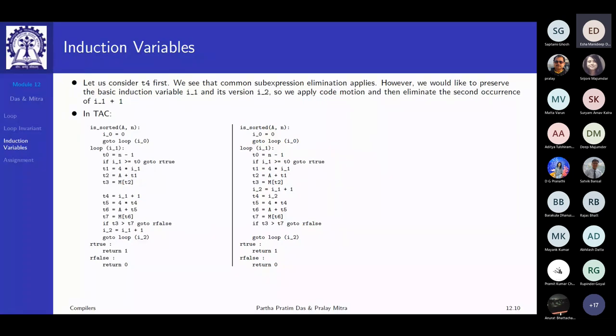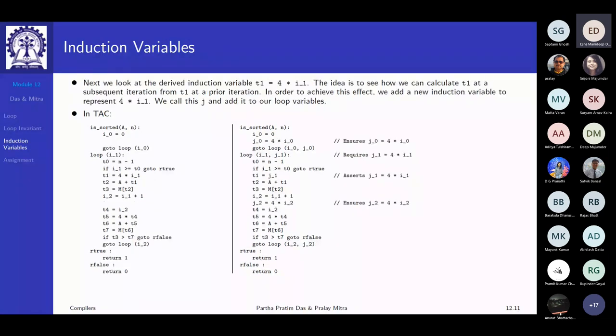Please stop me if you are finding any inconsistency or difficulty in understanding. Otherwise, as such, I think these are simple to do. Okay, so this is what we have from the last slide. So now we look at the derived induction variable T1, which is 4 star I1.